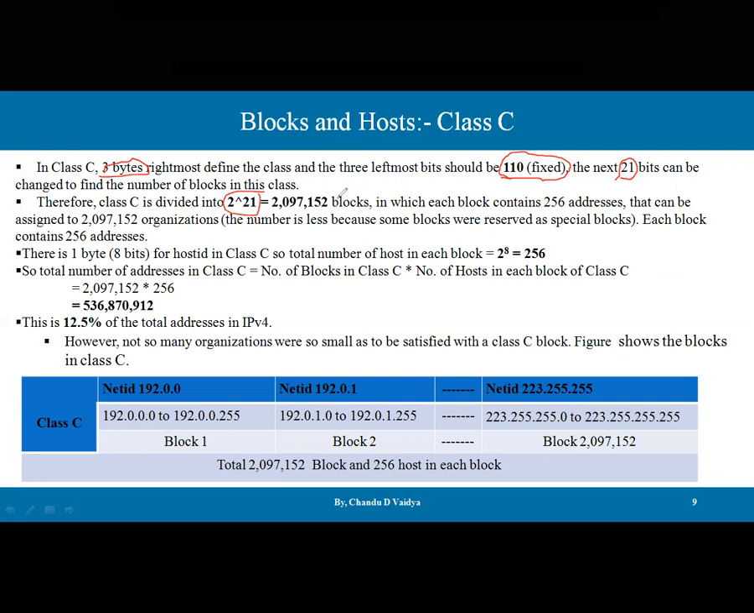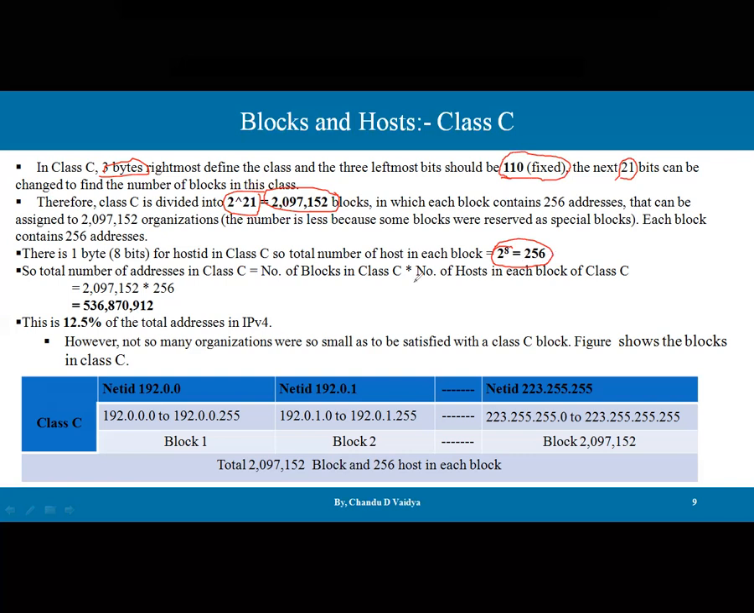2097153 blocks. With this many blocks, how many hosts will each block get? 2 to the power 8, so it is 256. This is a very sophisticated value, because many organizations can have 2 to the power 8, that is 256 computers.